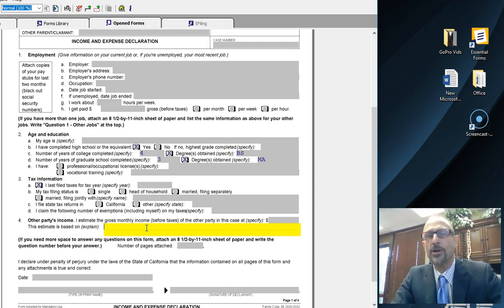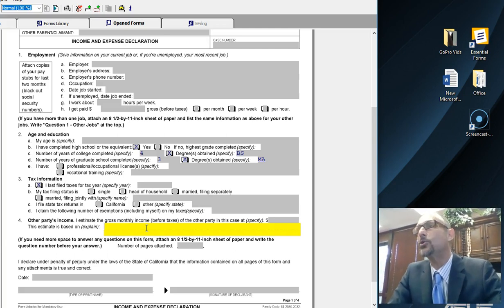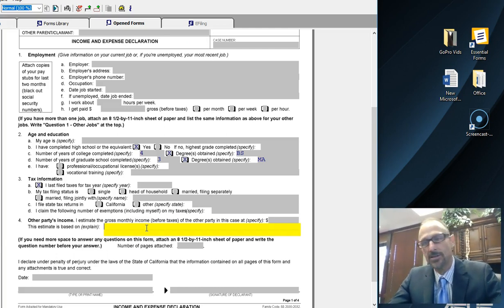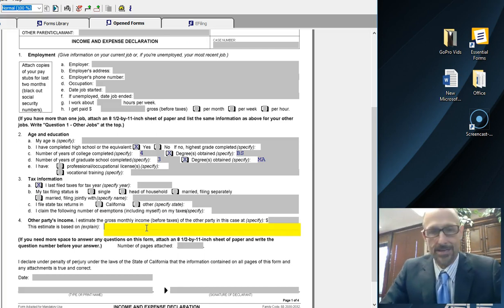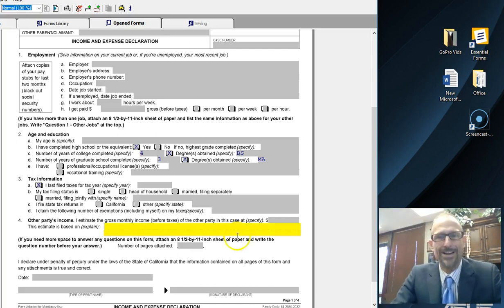And then below that, you're going to put in there why you have that information. So we lived together for 10 years, and I saw his paychecks every week. Or he just told me last week what he's making. Or I know his boss, and his boss told me how much he's making. I talked to him a month ago. Whatever it is.